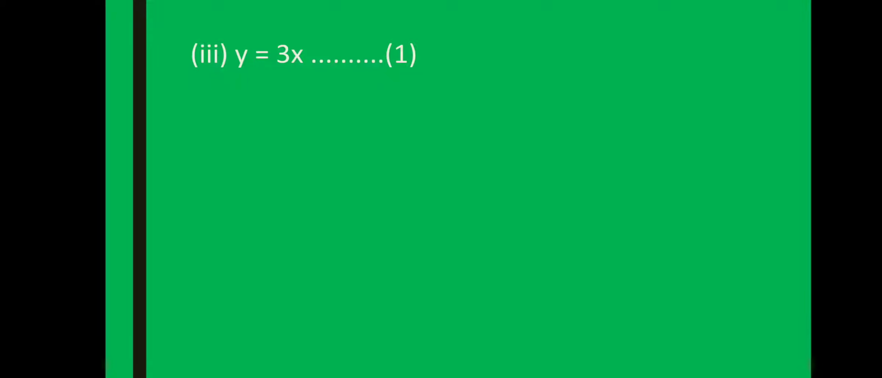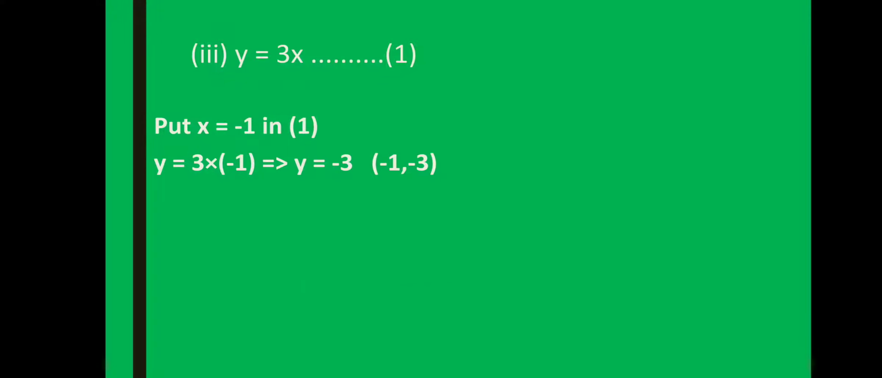Next, the third part of our first question is y is equal to 3x. So it is already given in the form which we want, that is y is equal to 3x. So this is equation 1. Then we will put the value of x is equal to minus 1 in equation 1. For that we will get the value of y is equal to 3 multiply minus 1, that is equal to minus 3. That means minus 1 comma minus 3 is the first point.